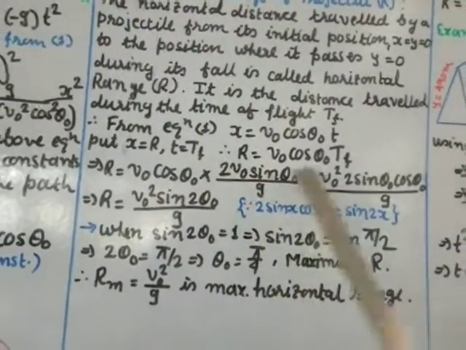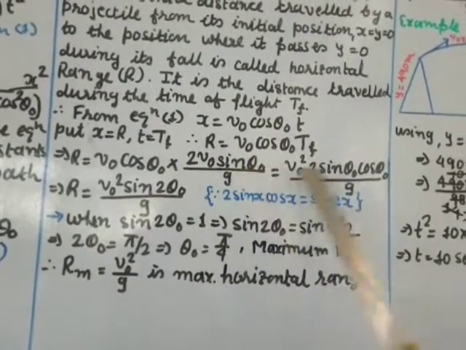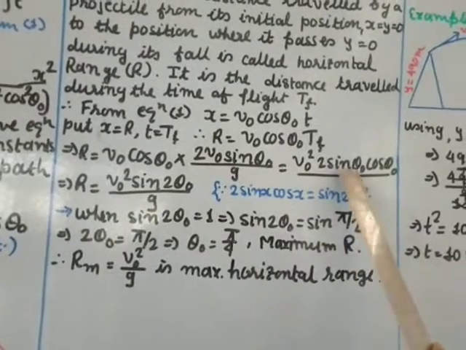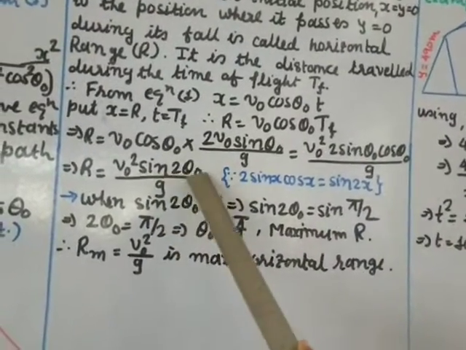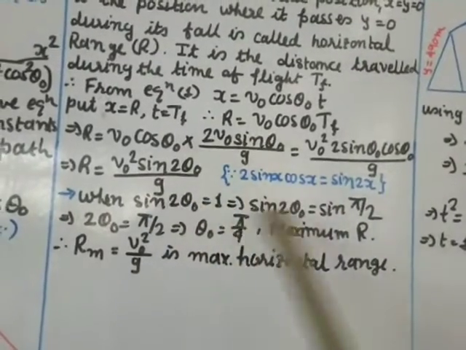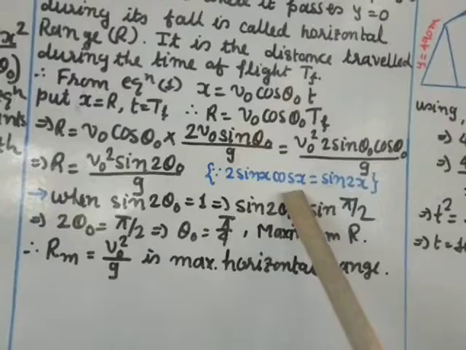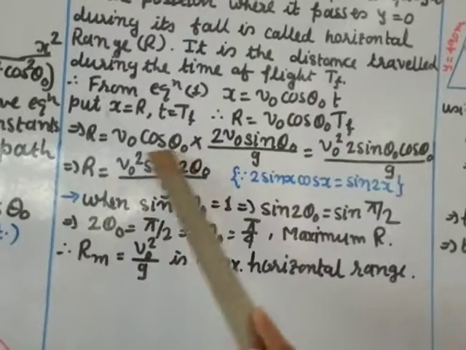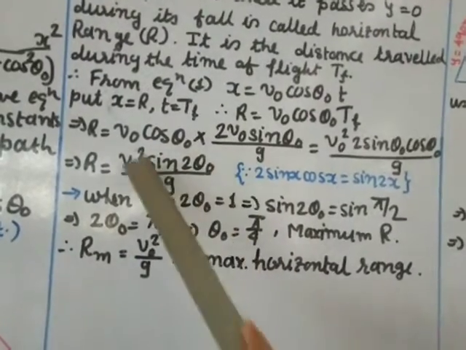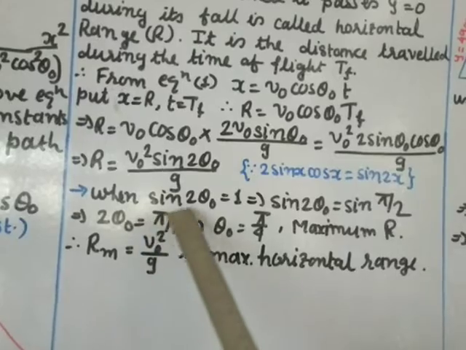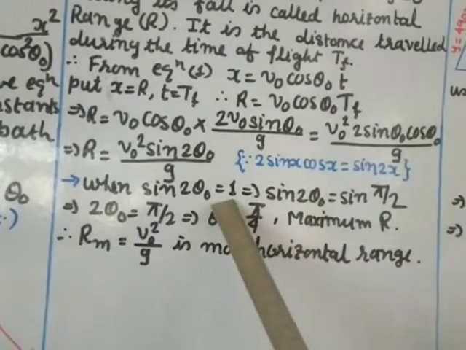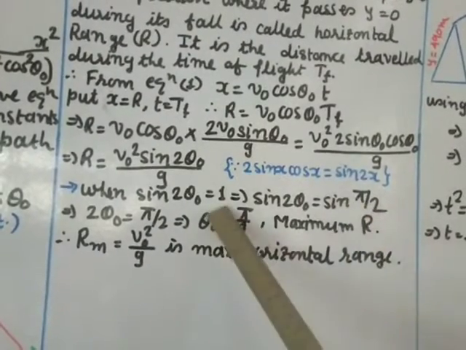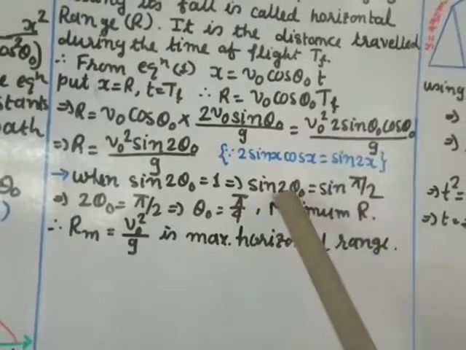So v naught into v naught is v naught square, this 2 is here, sin theta naught and cos theta naught, divided by g. Now v naught square as it is, 2 sin theta naught cos theta naught can be written as sin 2 theta naught, and g as it is. I am using the trigonometric identity 2 sin x cos x gives sin 2x. Now R is maximum when sin 2 theta naught is 1. When sin 2 theta naught is equal to 1, the value of sin is 1. You know sin 90, that is sin pi by 2, is equal to 1. So instead of 1, I put sin pi by 2, and you can compare these two angles.